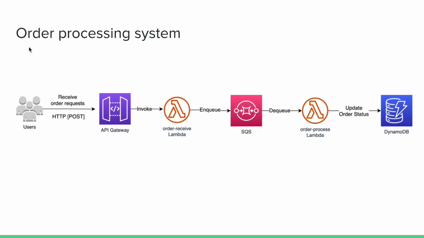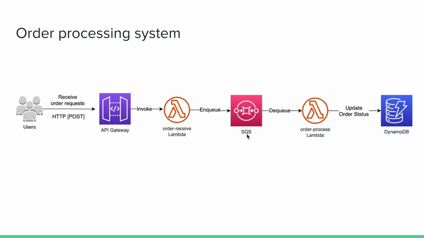Alright guys, so the demo application that we are going to develop is an order processing system. Now in this application, users can send their order request to this API gateway POST endpoint, and then the API gateway, which is a serverless API, invokes the related lambda for that particular path. And this lambda, we call it, let's say, order receive lambda. The main purpose of this order receive lambda is to get the order details from the POST body and then schedule that order in a SQS queue so that it will be later processed by this order process lambda.